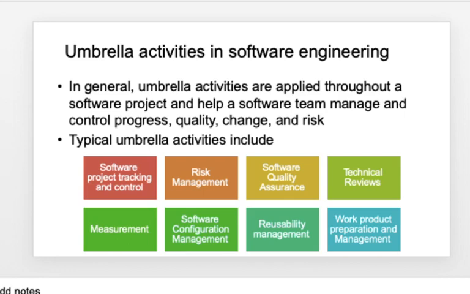So whenever you talk of an umbrella activity, in general, an umbrella activity is applied throughout a software project, and this will help the software team to manage and control progress, quality, change, and risk. Typical umbrella activities include risk management, technical risk reviews, SQA, SCM, reusability management, software project tracking and control, and so on.